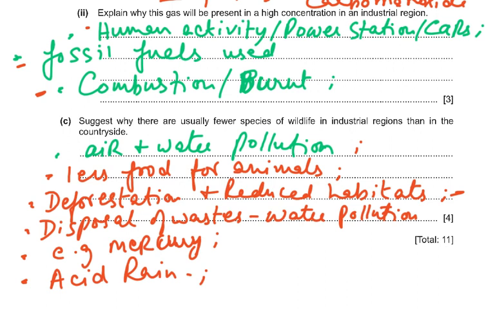So then, of course, all this sulfur dioxide and oxides of nitrogen is going to result in acid rain. Acid rain is going to destroy the leaves. So less vegetation, less animals. So you've got to correlate everything and put it all together. And that's how you're going to reach this answer.